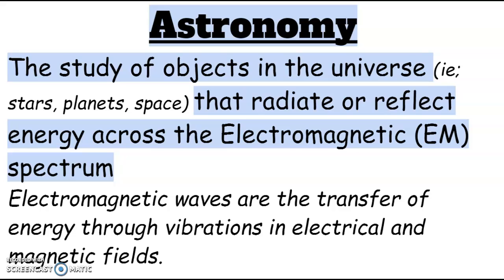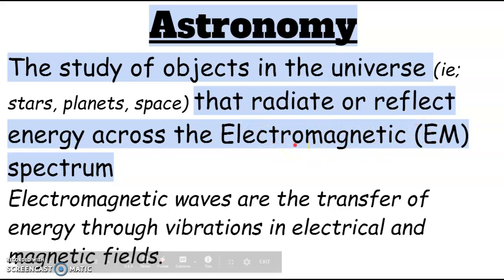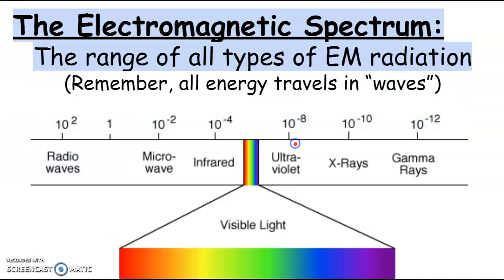Now, astronomy, you can read this. I'm not going to sit here and read everything for you, but just make sure you understand that astronomy is a study of everything outside the Earth. It's anything that is going to radiate or reflect any type of energy. And we call this electromagnetic, but electromagnetic energy takes in so many different types of light and heat, X-rays, gamma rays. Basically, pretty much any type of energy can be classified as electromagnetic energy.